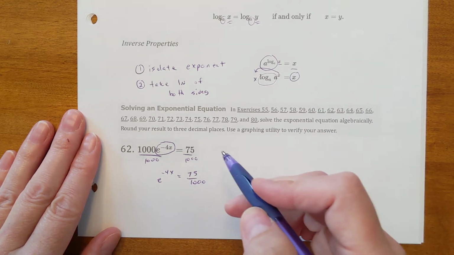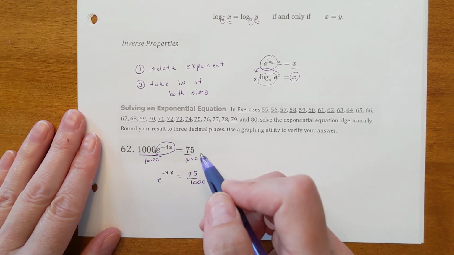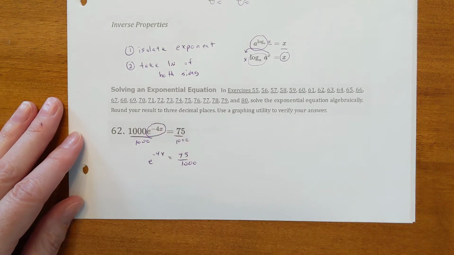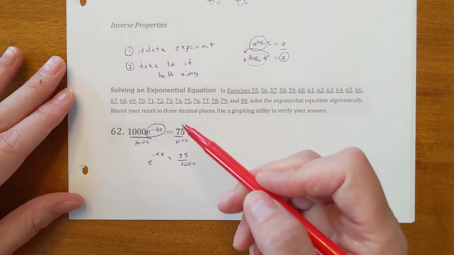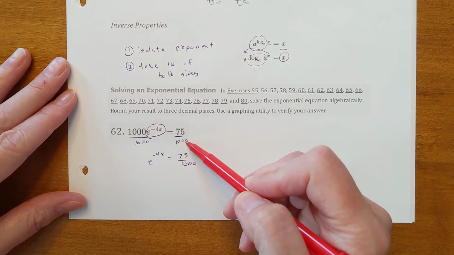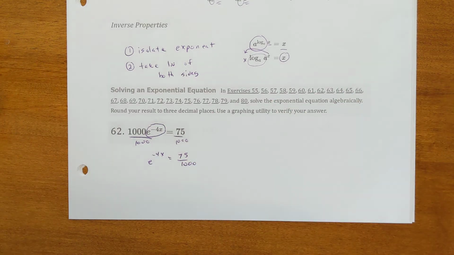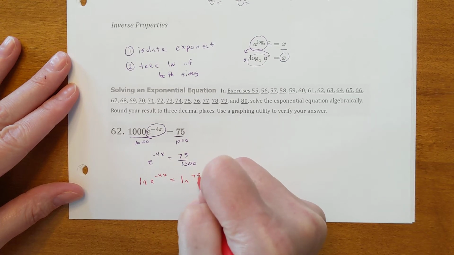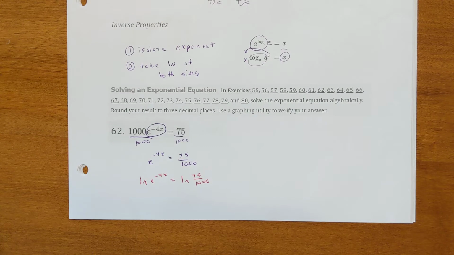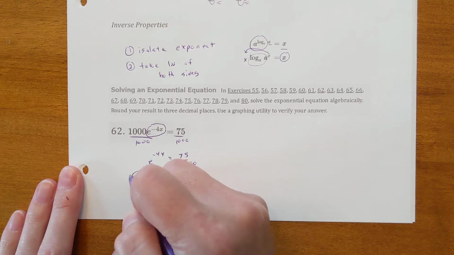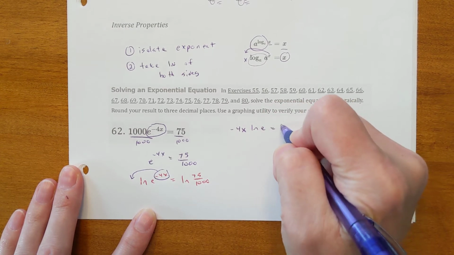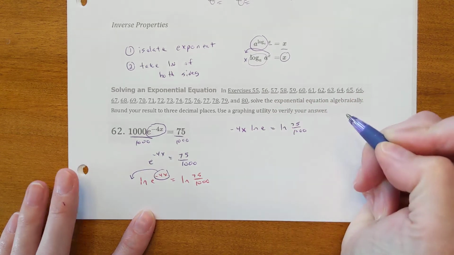And then what we do, now that we have the exponent isolated, is take the natural log of both sides. And the natural log is really what you need to do on this one because of the letter e. Just like I divided both sides of the equation by 1,000, I'm allowed to also just take the natural log of both sides. Why not? So natural log of e to the -4x equals the natural log of 75 over 1,000. So by the power property that we learned yesterday, you can pull this in the front. So that would give you -4x natural log of e equals the natural log of 75 over 1,000.